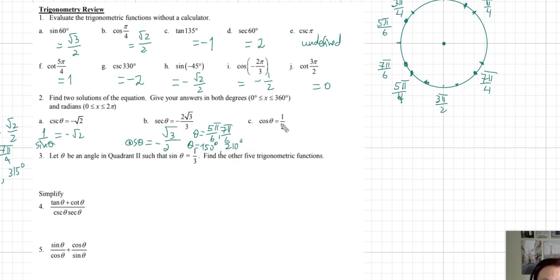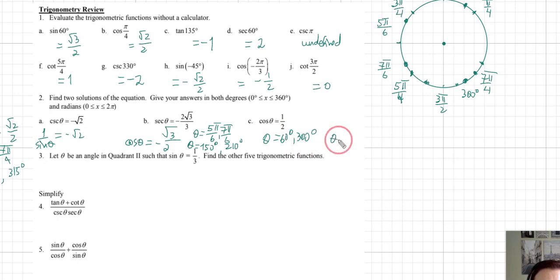And then finally, cosine theta equals 1/2. So cosine is the x value. 1/2 means that you have this value, which is 60 degrees, and then another one, which is 300 degrees. Shouldn't have done it over here. Should have done this one over here. 300 degrees. So 60 degrees and 300 degrees.